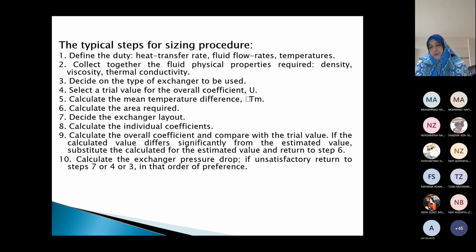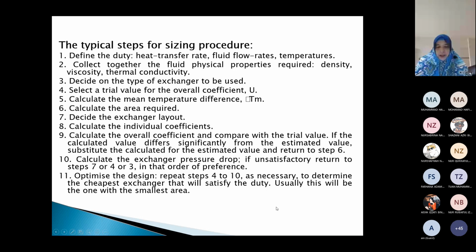So may I know how many of you have designed a heat exchanger system for your plant using Aspen Plus? Is there any of you? Because actually you are required to have only the separation unit operation.